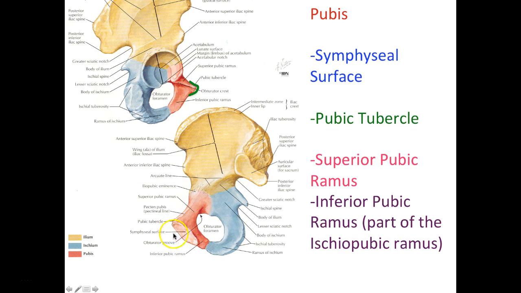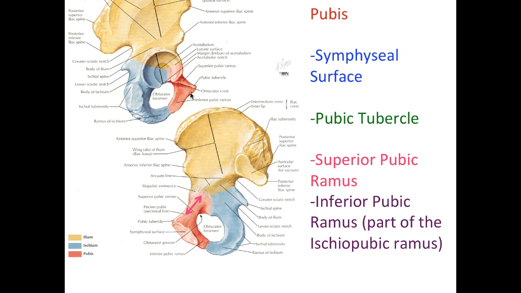So if you look at the symphyseal surface and look right above it, there's a sharp bump here, and that is called your pubic tubercle. You can see that on the lateral view as well.